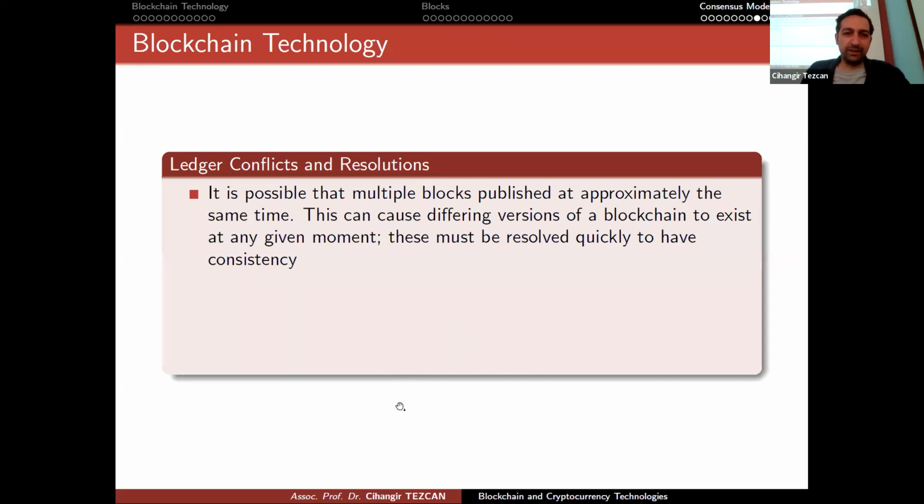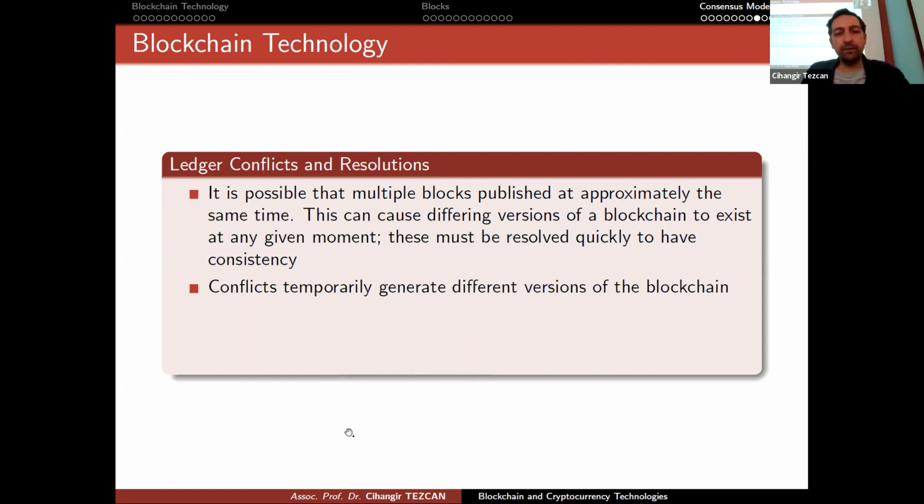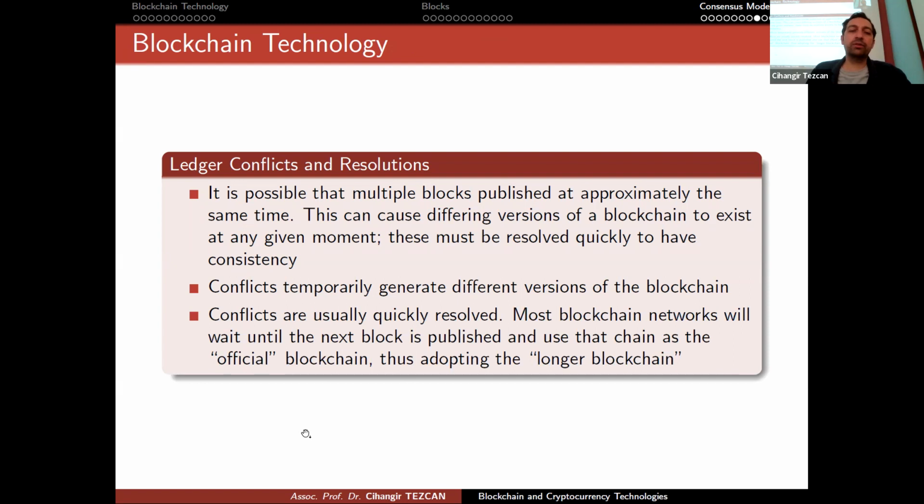So, ledger conflicts and resolutions. It is possible that multiple blocks are published at approximately the same time. This can cause different versions of a blockchain to exist at any given moment. These must be resolved quickly to have consistency. This is what I mentioned a little bit before. Conflicts temporarily generate different versions of the blockchain. Conflicts are usually quickly resolved.